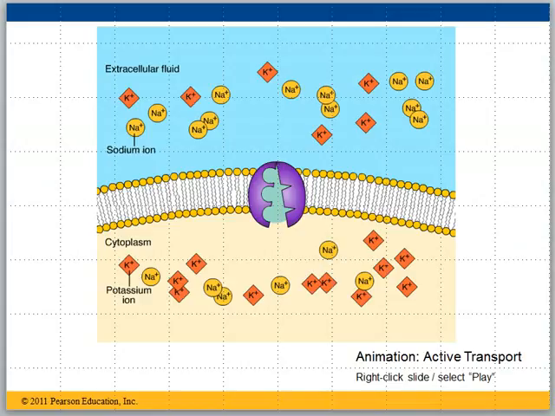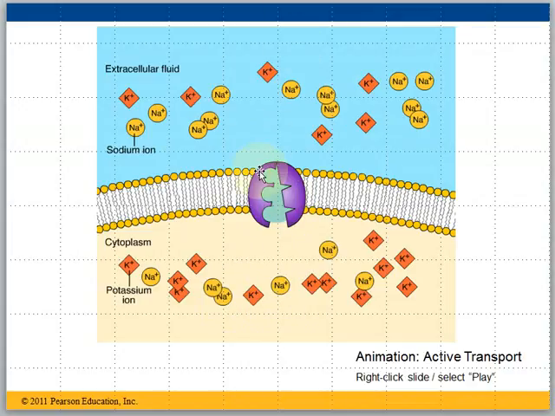So if we just look at this picture, we can see kind of what's going to happen. And then if you right-click and hit play, you can see the actual animation. The blue area here is outside the cell. The tan area is inside the cell. And I want you to notice that there is material swapping into and out of the cell, and both of these are positive ions. But I want you to notice very carefully that this is not an even swap of positive ions in and out.